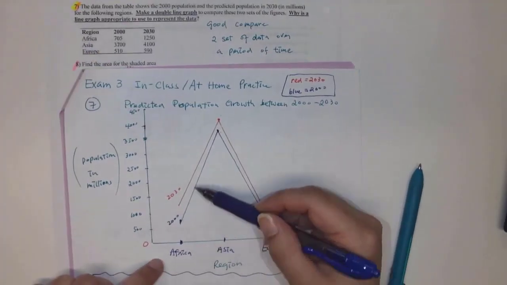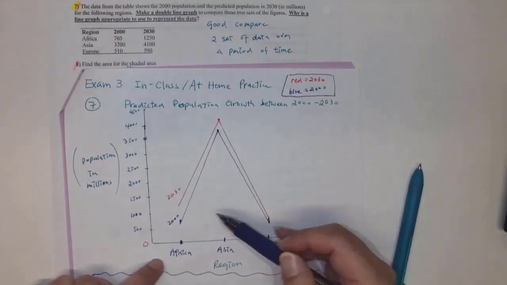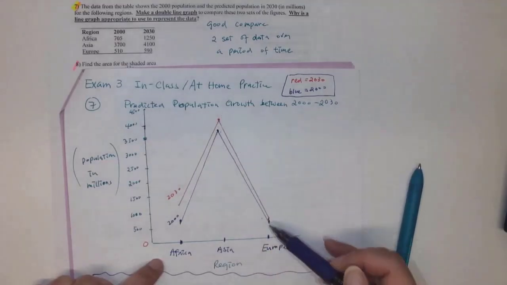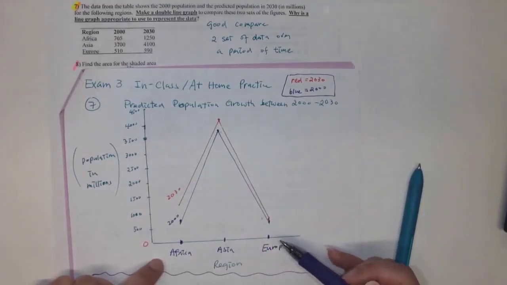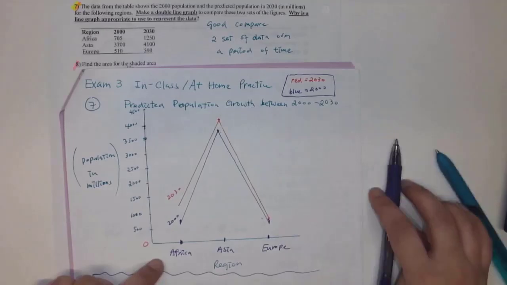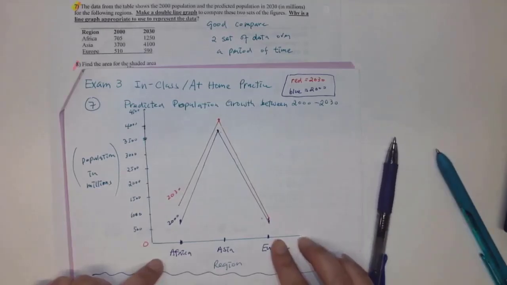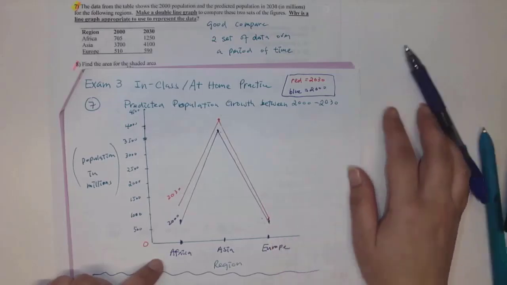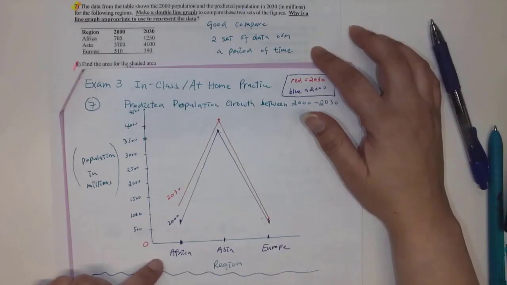So I connect all the dots for year 2000. I connect all the dots for year 2030. So it showed the double line graph with two different colors. So I can compare the population over time for these three regions. And the reason we use the double line graph is because this is a good kind of graph to compare two sets of data over a period of time.